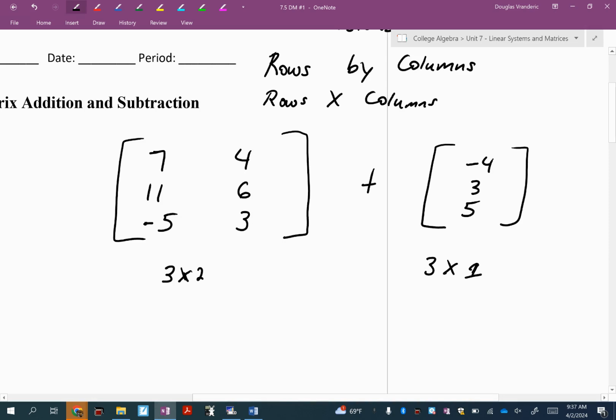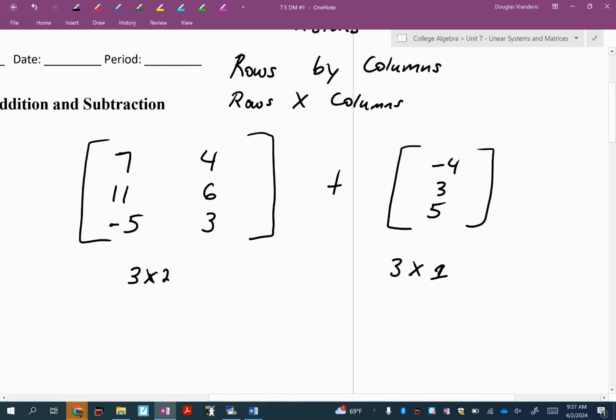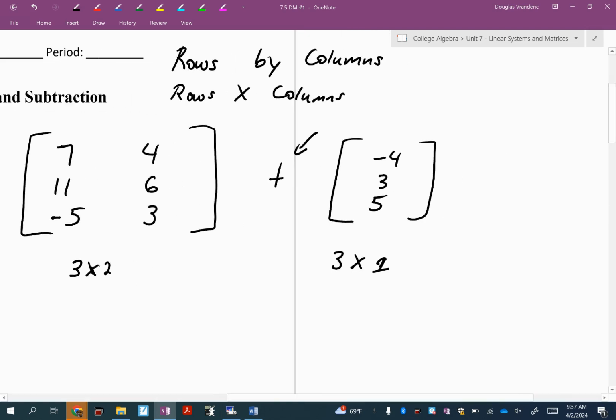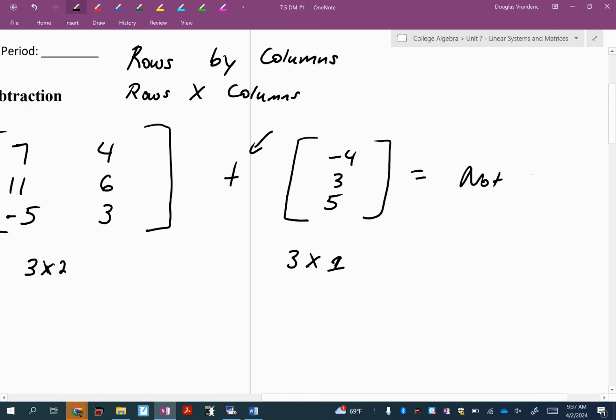Are these dimensions exactly the same? No. So if I asked you to add them together or subtract them, could you do this? No, because they're not the same. So you would write here, not possible.